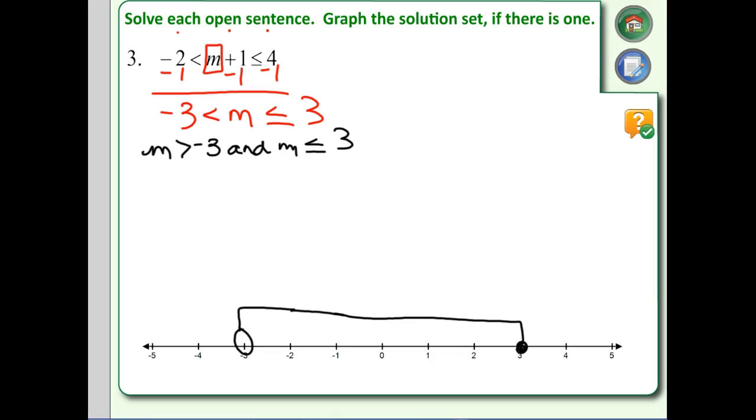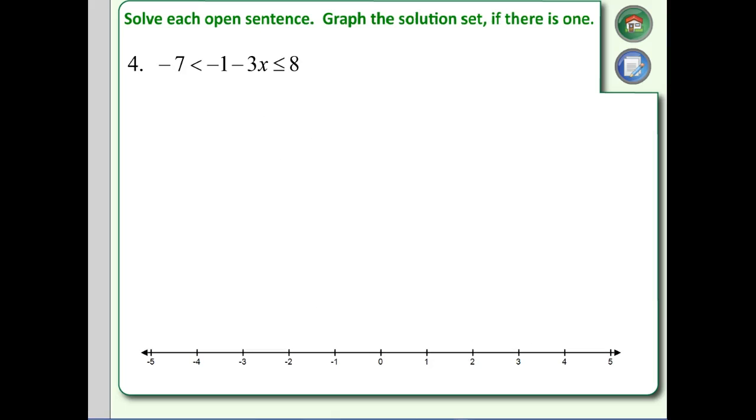Let's try another one of those. Let's go here and look at this equation. Once again, it's a conjunction. It doesn't say and, but they wrote it in the shortcut method. And so we still need to isolate the variable by inverse operations. So if you notice, I need to get x alone, so we need to get rid of the 1 first. So we're going to use our opposite or inverse operation. So we're going to add 1 front, middle, back. We've got negative 6 is less than negative 3x is less than or equal to 9.